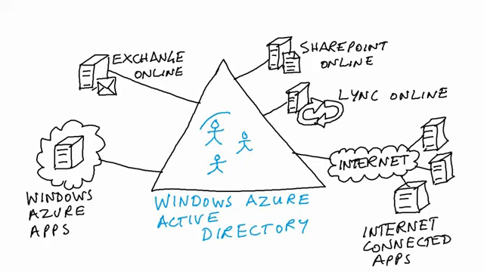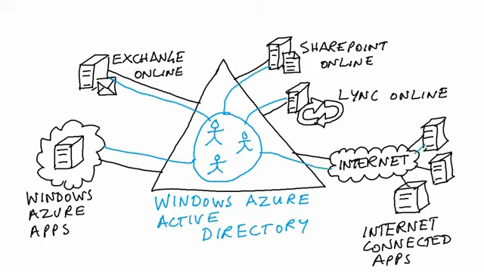If you already have Office 365, you already have a Windows Azure Active Directory tenant. If not, you can get a free Windows Azure AD tenant at http://aka.ms/WAAD signup.